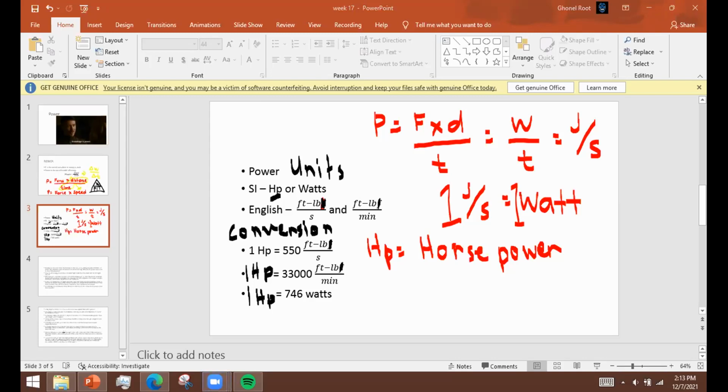Mapapansin nyo, pinakita ko yung breakdown how we get the unit. Technically, the SI or the System International Unit for power is watts. Okay, watts or watt, courtesy of James Watt. So, ewan ko kung alam niyo yung contribution niya.